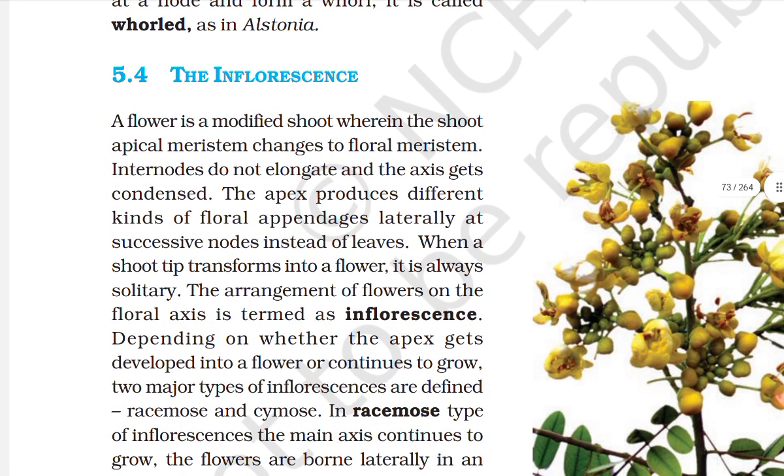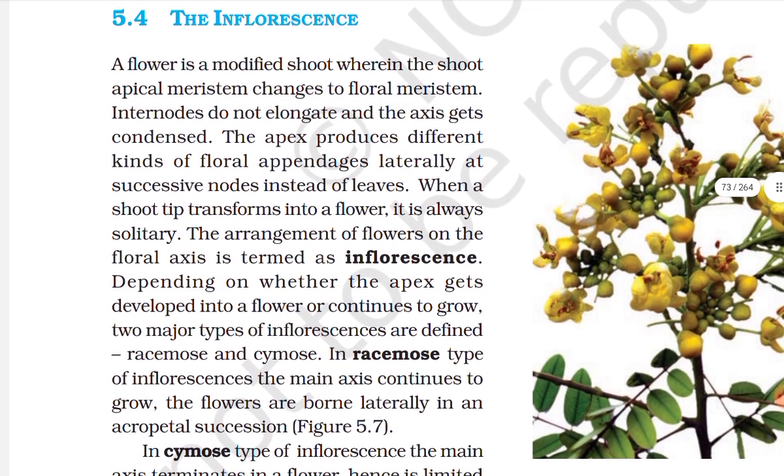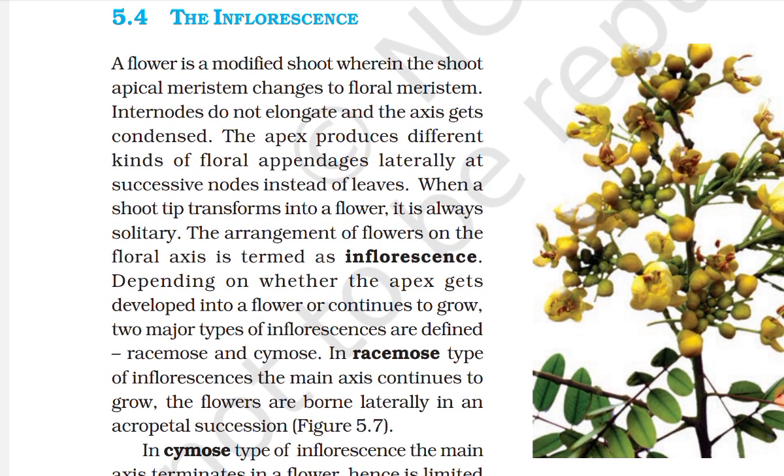The inflorescence. A flower is a modified shoot wherein the shoot apical meristem changes into a flower meristem, the internodes do not elongate, and the axis gets condensed. The apex produces different kinds of floral appendages laterally at successive nodes instead of leaves. When a shoot tip transforms into a flower, it is always solitary.